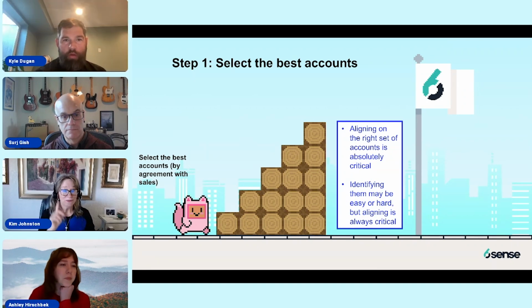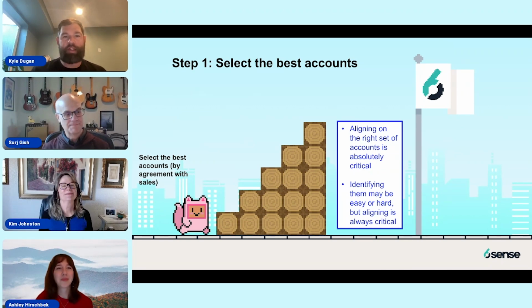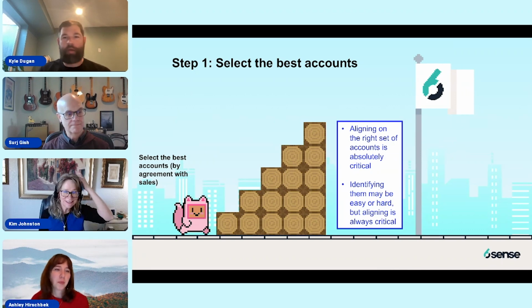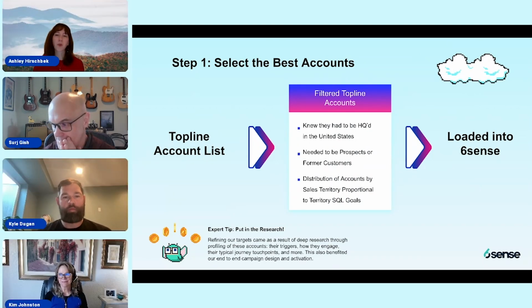Yeah, I will just cover this really quick. Step 1, we're going to select the best accounts, right? We're going to align on these accounts. We're going to make sure that we have alignment with sales on this. And that's basically it for step one. Needing to be prospects or former customers.